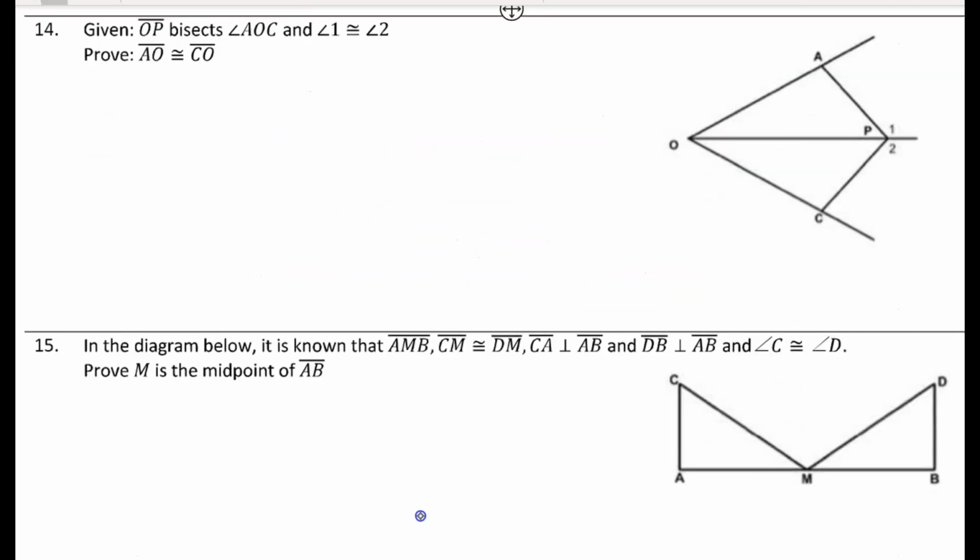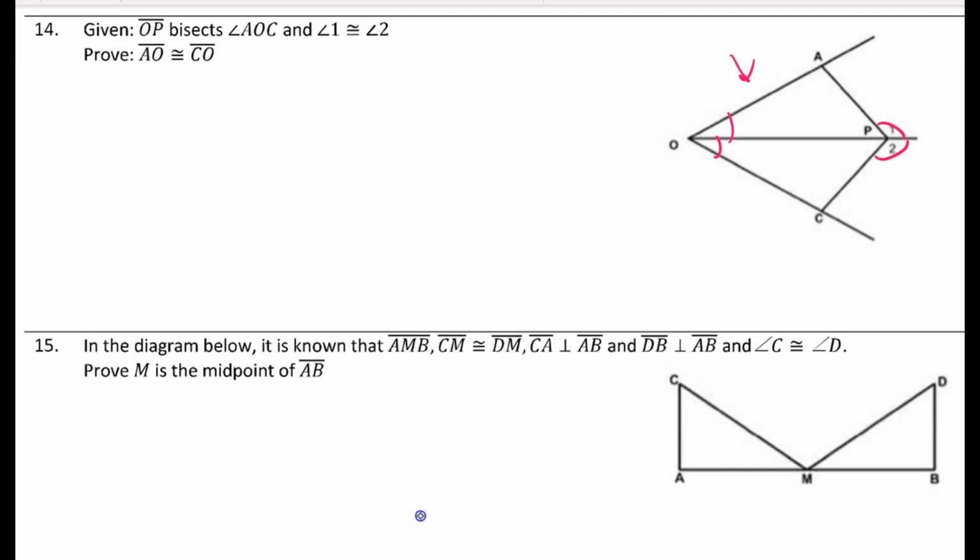Number 14. Given OP bisects angle AOC, so those two little parts are congruent, and that angle 1 is congruent to angle 2, prove that AO is congruent to CO. So again, this might be one of those issues where I need to prove the top triangle and the bottom triangle are the same, and then just say CPCTC for why AO is congruent to CO. So let's just go through the broad strokes for this one.